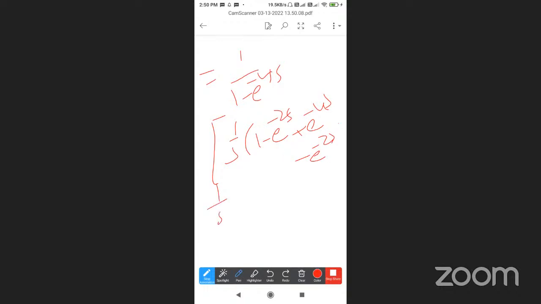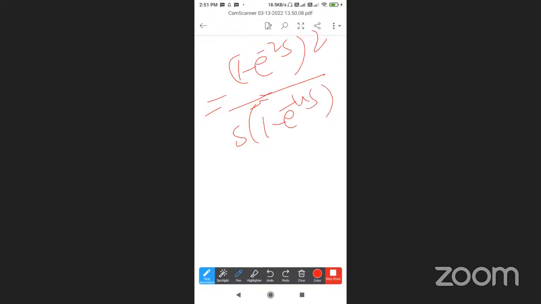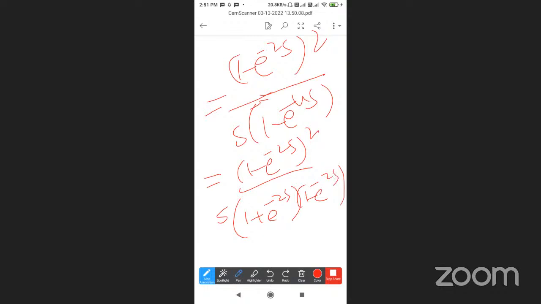So this is 1 by s into, 1 minus e power of minus 2s whole square, over 1 minus e power of minus 4s. Expand and the same comes. The answer is 1 minus e power of minus 2s whole square by s into 1 minus e power of minus 4s. Again we can write the denominator: 1 minus e power of minus 4s is 1 plus e power of minus 2s into 1 minus e power of minus 2s, a plus b into a minus b equals a square minus b square.